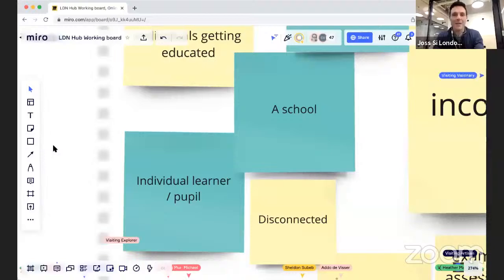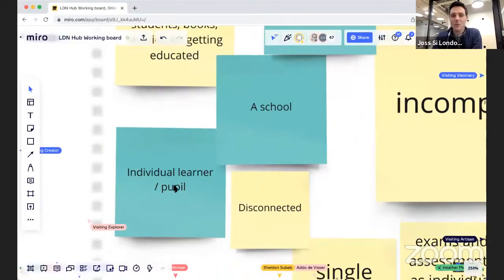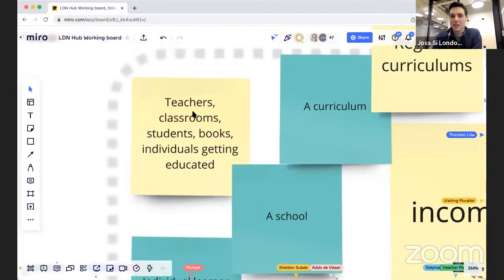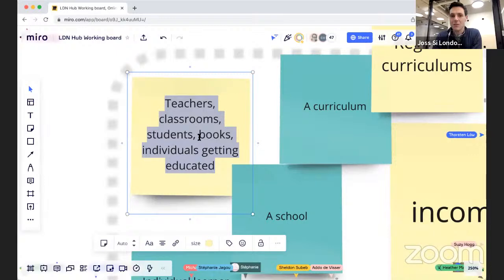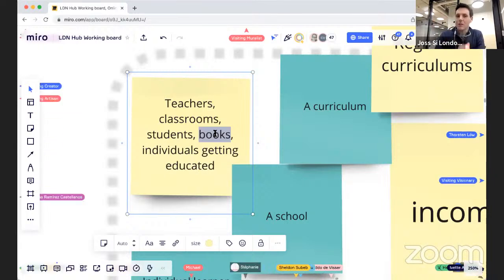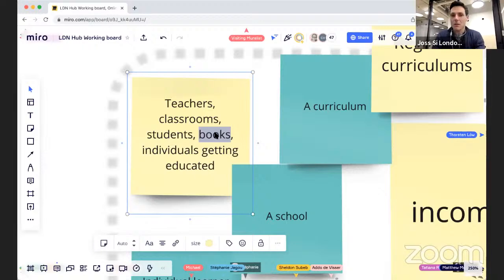Very good. Okay, so school, individual pupils, disconnected, teacher, classroom, students, books, individuals getting educated. Yeah, the individual elements of this system. That's what we're listing here. Quite often you'll see that when people use a reductionist approach to describe something, they create a list of that thing. So if I ask you what your national government is, they'll say, oh, it's the courts and the cabinets and ministries and so forth, and they'll just list all the individual parts, and that's quite a reductionist way of looking at the world. It's kind of a piecemeal way.